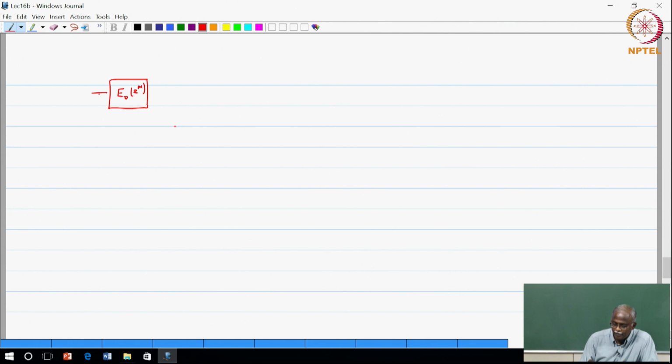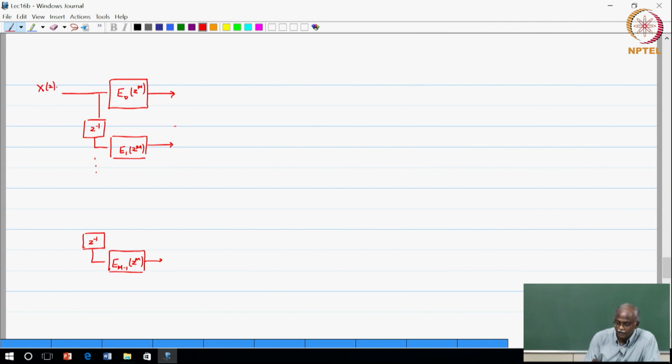E naught z power m, z inverse E1 z power m, dot dot dot, the last one is z inverse E m minus 1 z power m. Okay. So, x of z processed by each of these. So, this is x of z processed by each of these filters.